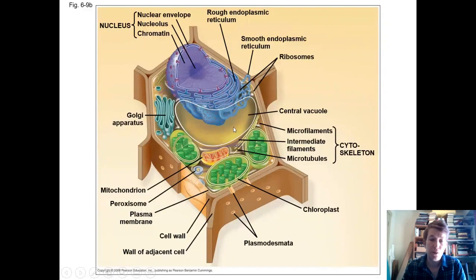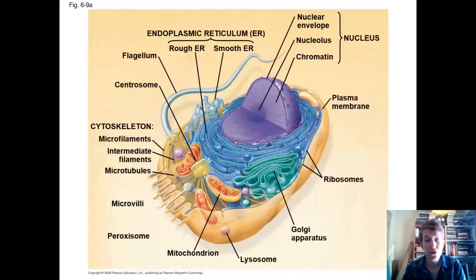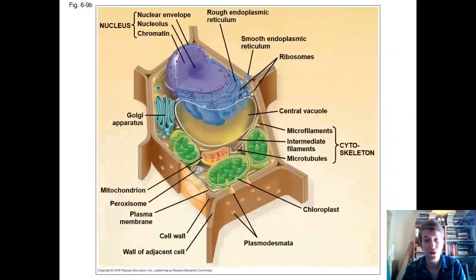This is a drawing, but in an actual plant cell, I've seen some pictures of them where the central vacuole takes up like 80% of the space in the cell, so they can be huge compared to everything else. So those are some major things that the plants have that the animals don't. So they've got a central vacuole, they've got chloroplasts for photosynthesis, and they've got a cell wall.